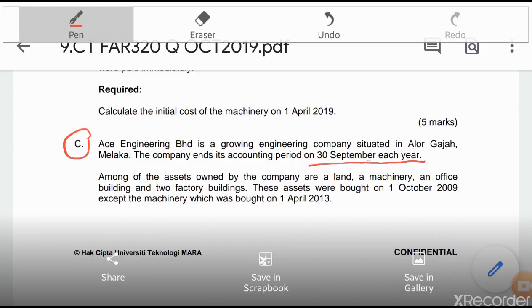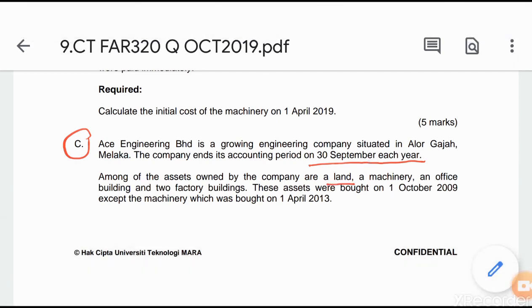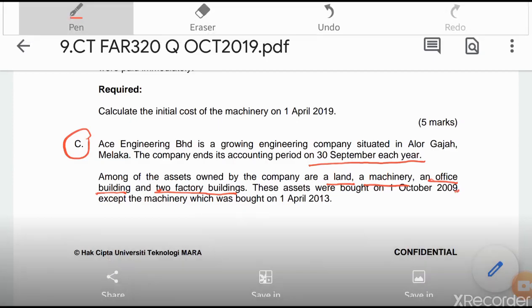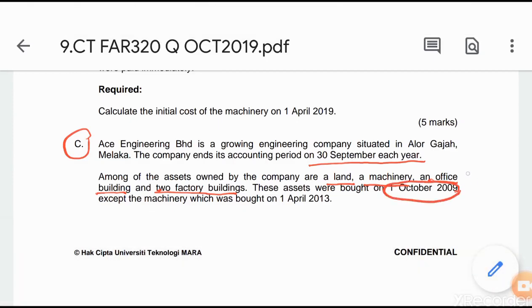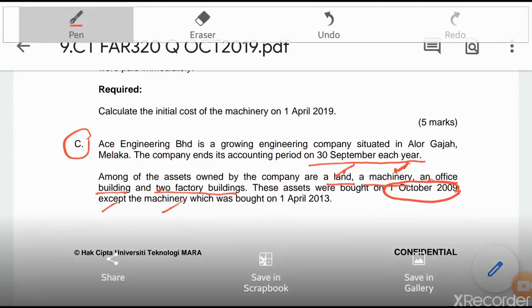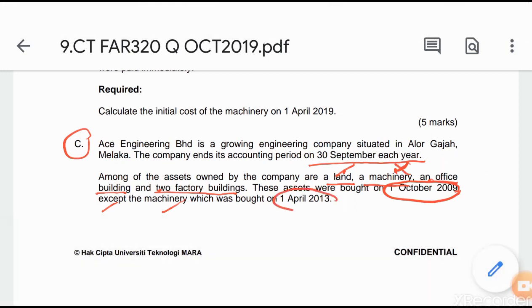Among the assets owned by the company are land, machinery, office building, and factory building, and these assets were bought on 1st of October. These are true for land, for building, and also for the office building. However, the machinery was bought on 1st of April. So that is the information on the date of acquisition.